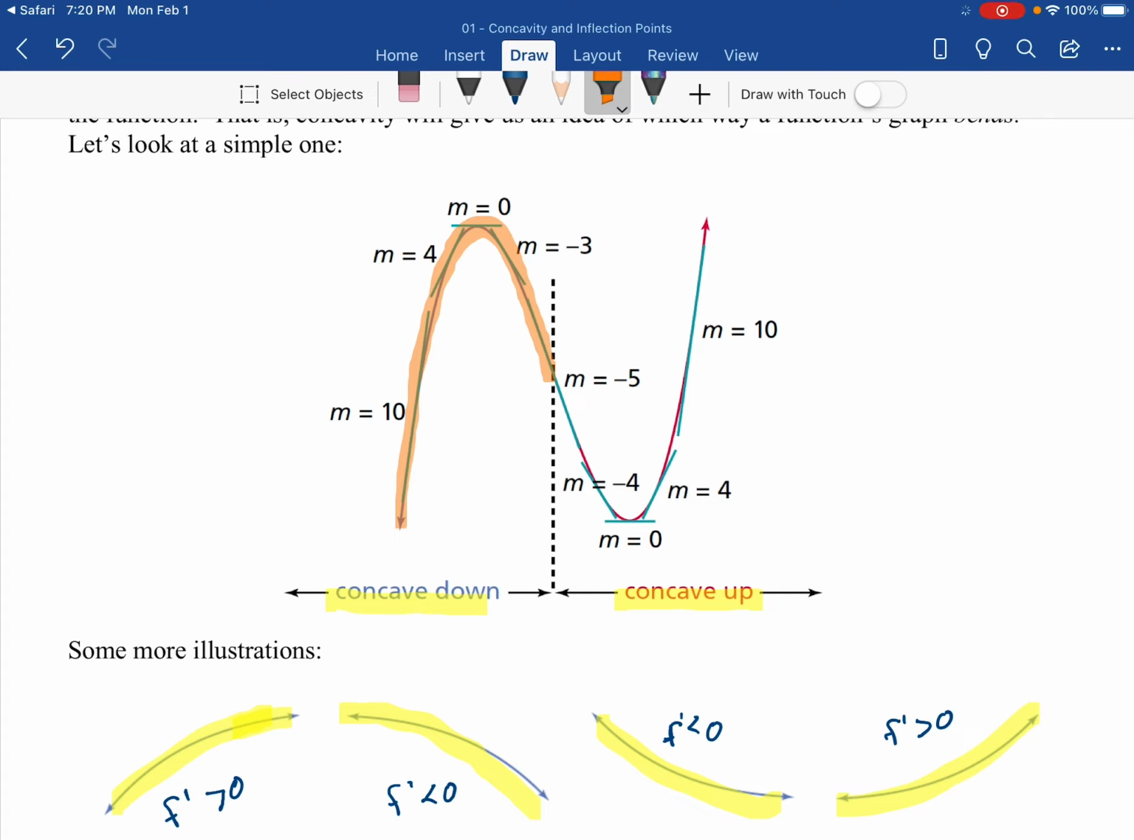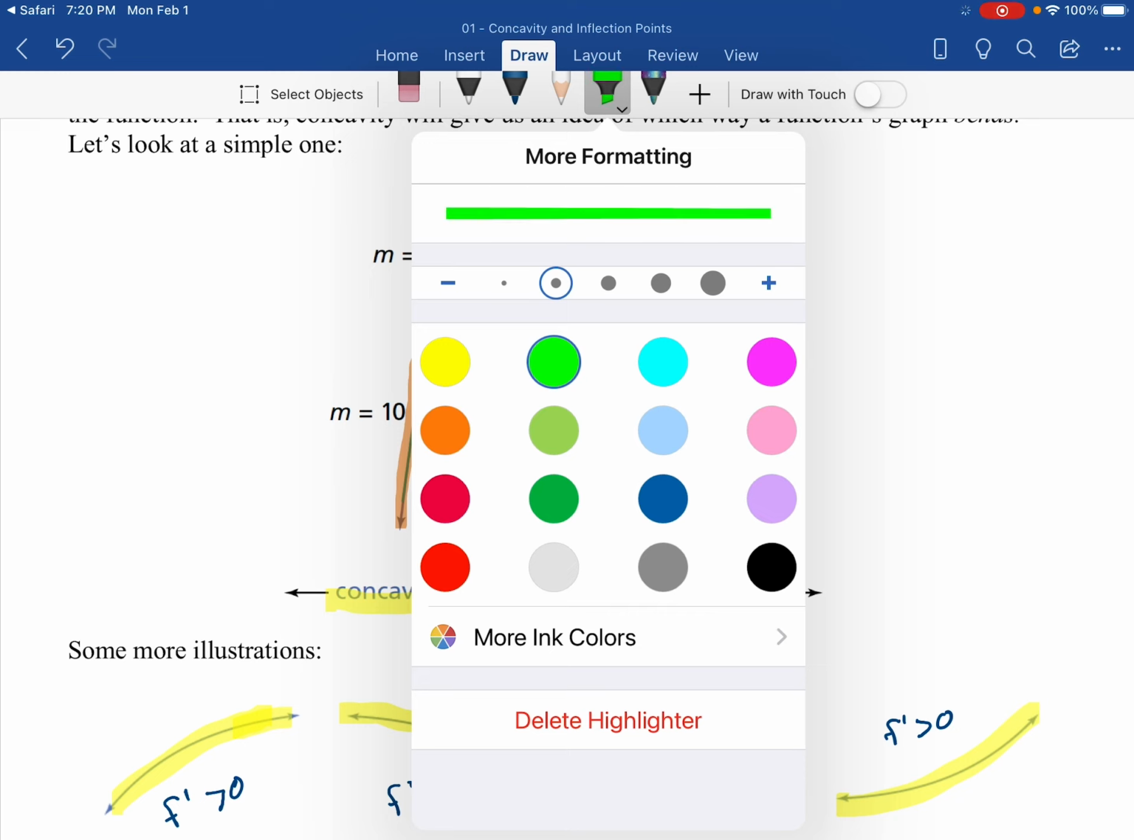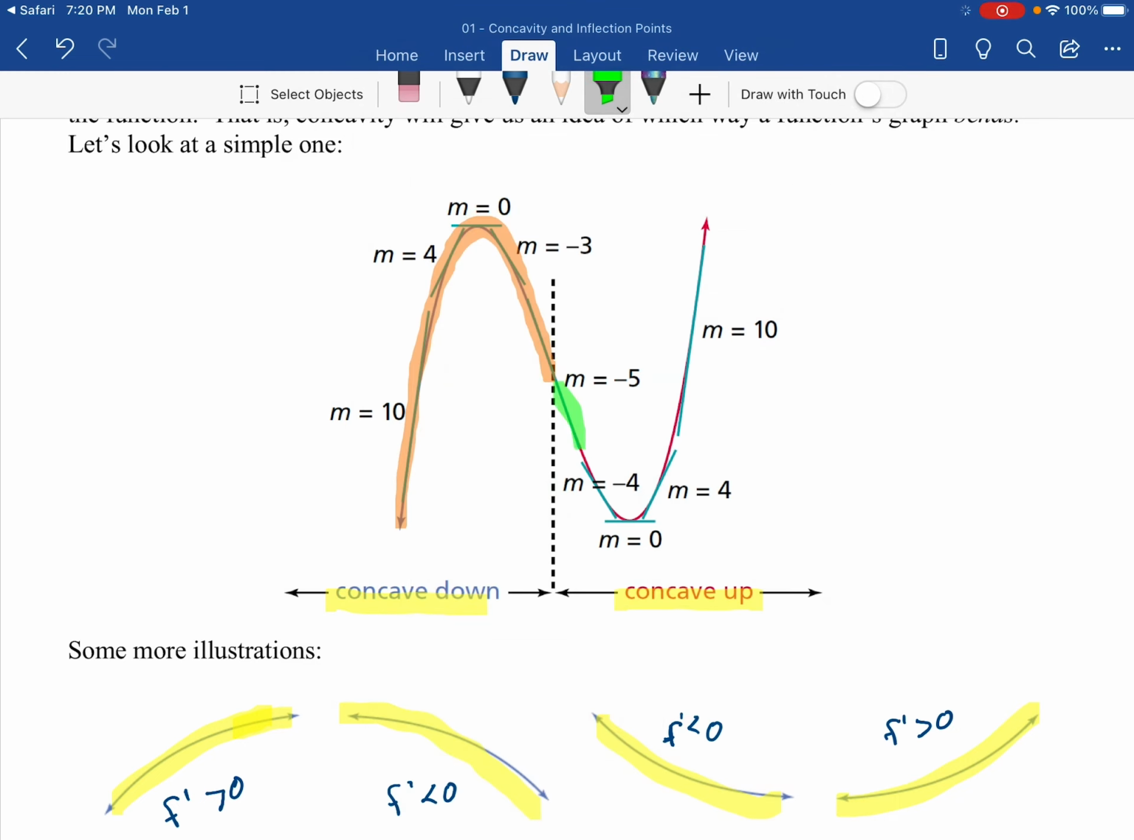Now, when we're concave up, and I'm going to highlight that graph in green, that part of the graph there, the slopes start at -5, then they go -4, 0, 4, 10. See, they're coming back up again. Well, that's actually the whole story on concavity.